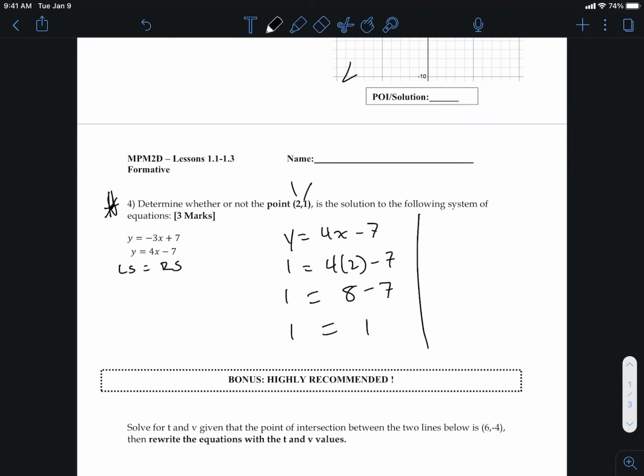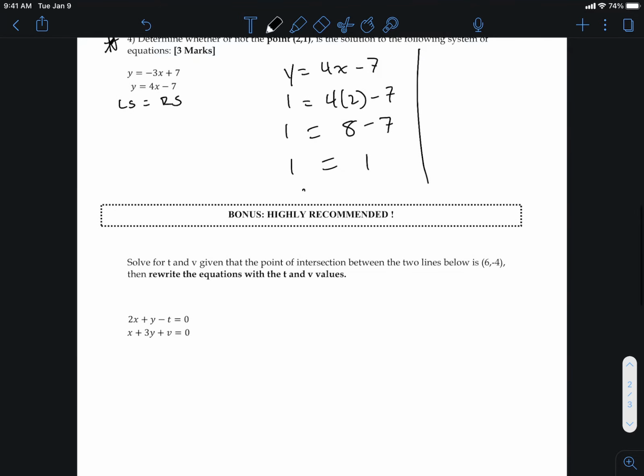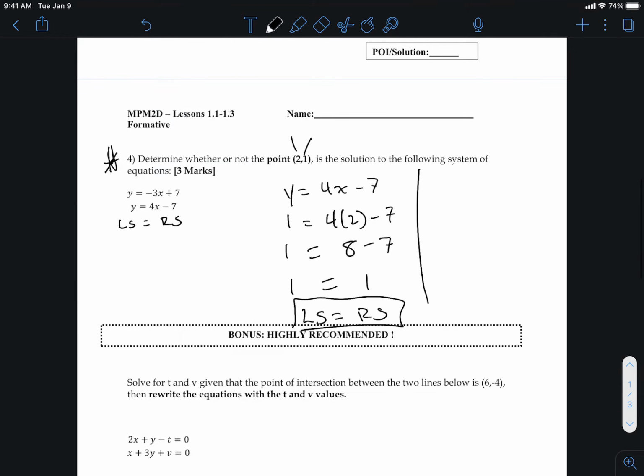What we're trying to illustrate, though, is to say left side equals right side. Okay? That's the gist of this question. Then you do the same thing on the other equation. 1 equals negative 3 times 2 plus 7. 1 equals negative 6 plus 7. Okay, this is just what we're looking for.